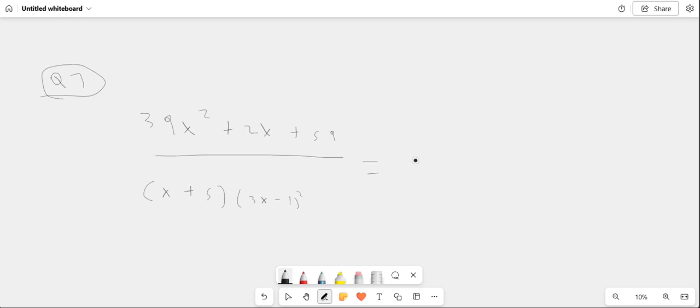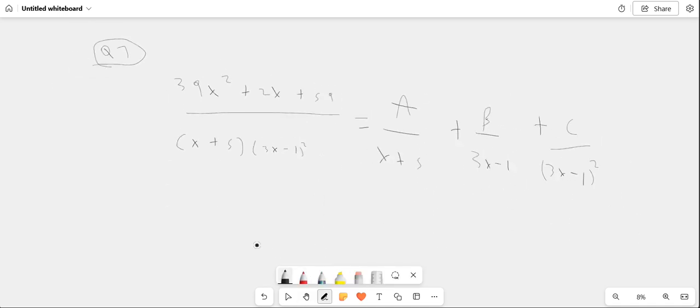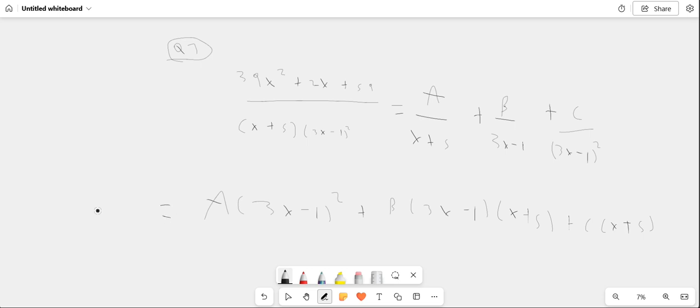So this is equal to A over the first term, so A over x plus 5, plus B over the part that's not duplicated, so 3x minus 1, and then plus C over the full duplicated part, that's 3x minus 1 squared. Again, write as a line of what they're lacking. A is lacking 3x minus 1 squared. B needs another 3x minus 1, and it needs x plus 5. And then C just needs x plus 5. And on the left hand side, you've got all of that equal to 39x squared plus 2x plus 59.